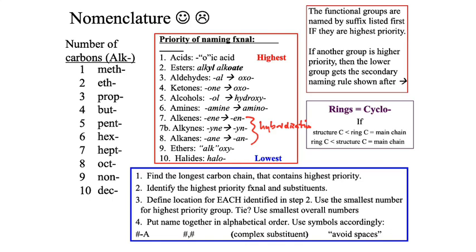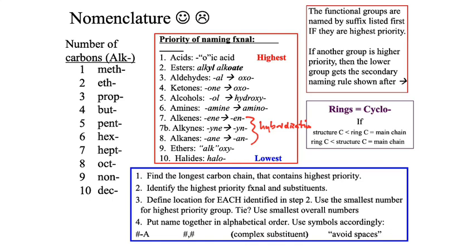Identify your highest priority functional groups and all of your substituents. Then you need to define the location for each of them by using the smallest number to your highest priority first. Okay? Tie, use the smallest overall numbers. Could you get a tie again? People have done the smart work.